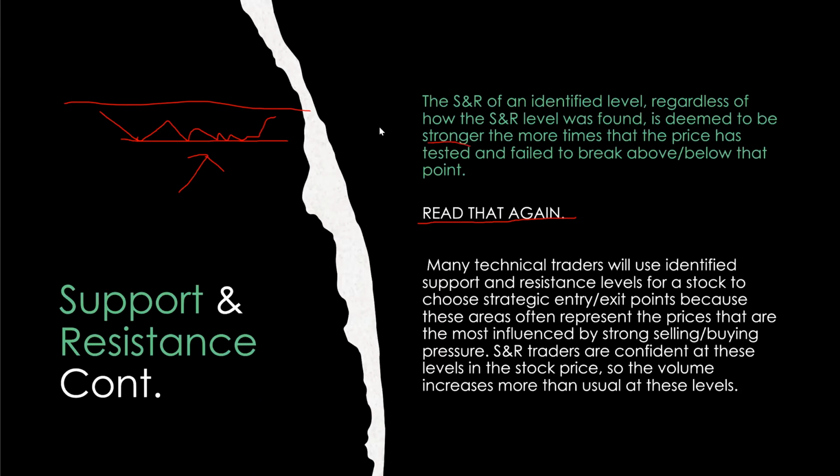Many technical traders will use identified S&R levels as a stock to choose strategic entry points, because these areas often represent the prices that are the most influenced by strong selling and buying pressures. Of course, S&R traders are confident at these levels in the stock price, so the volume increases more than usual at these levels.